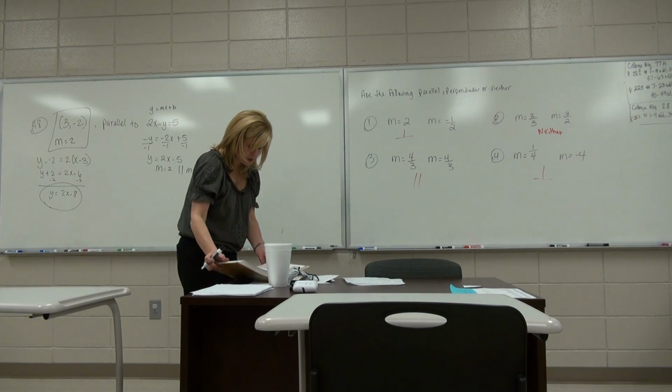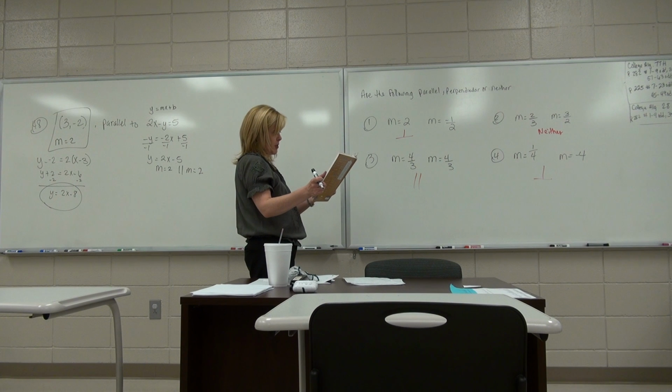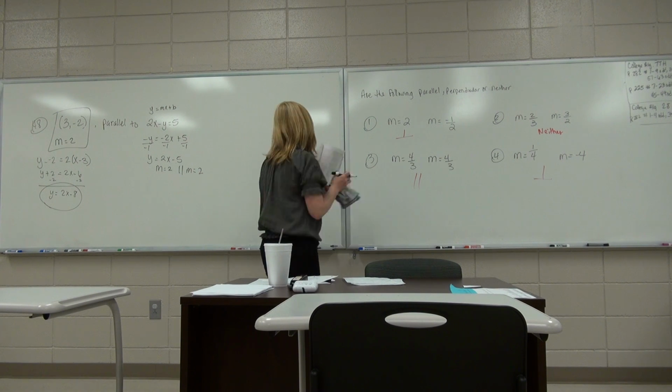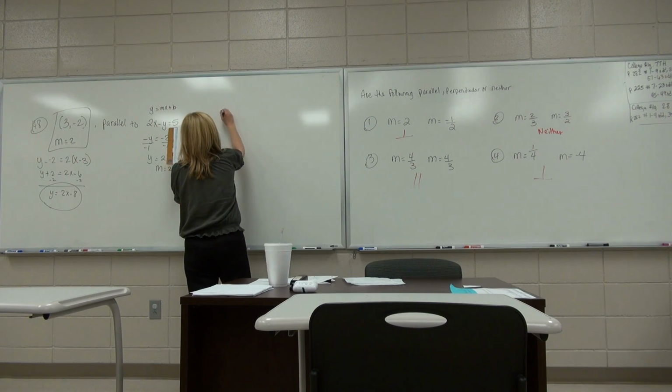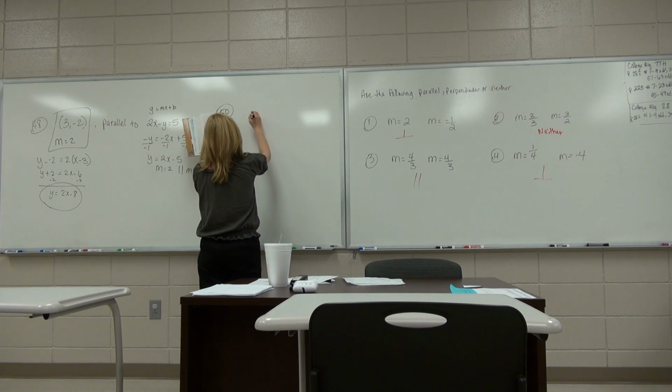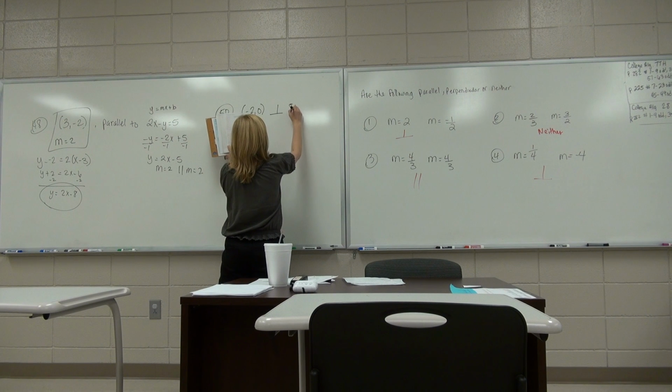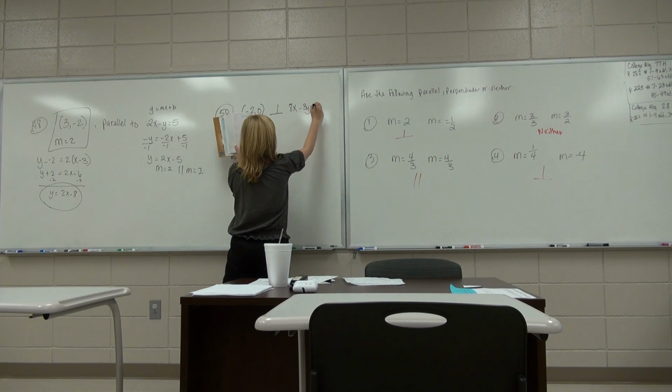Let's look at another. Let's look at the perpendicular one here. Let's go to number 50. On 50, you're told to find the equation of the line that goes through the point negative 2, 0, and it's perpendicular to the line 8x minus 3y equals 7.